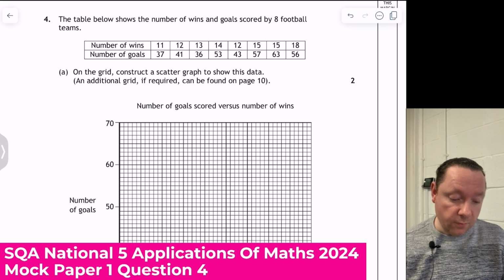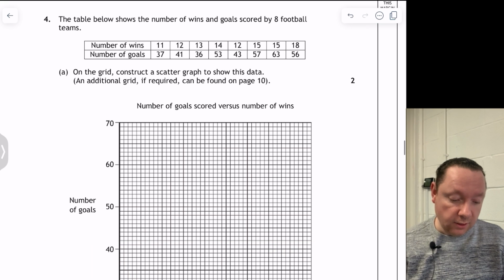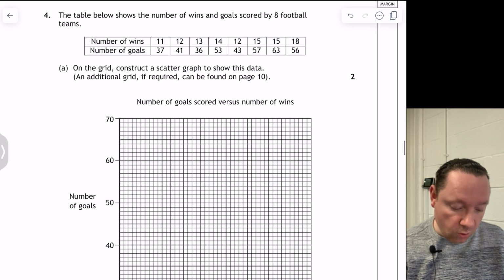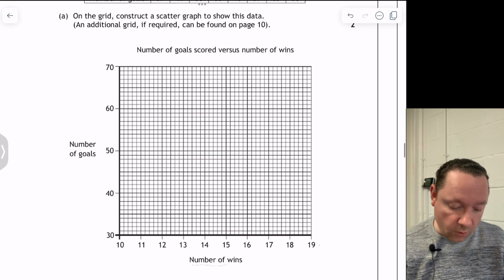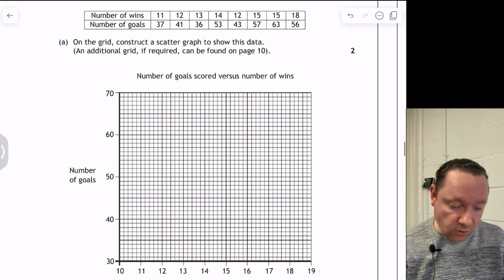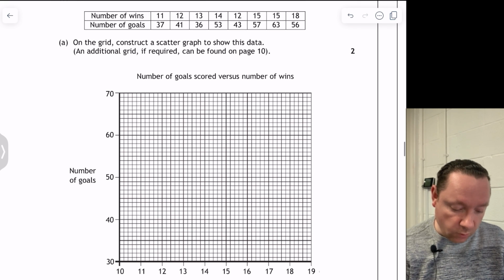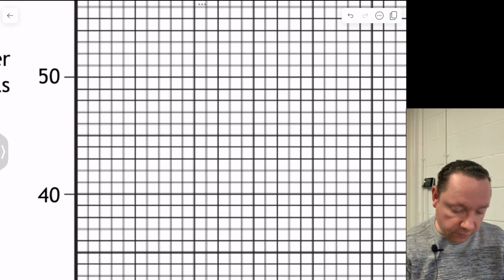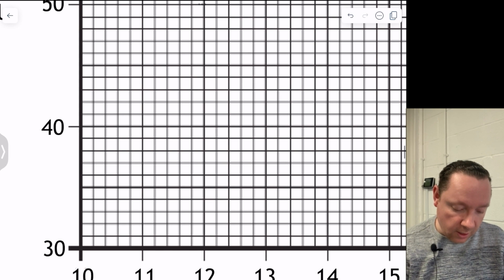The table below shows the number of wins and goals scored by 8 football teams. And it says on the grid, construct a scatter graph to show this data, and an additional one is required at the end. So we've got wins on the bottom and goals up beside. So just being very careful to mark it on. The first one's 11, 37, so check your divisions first to make sure it is going up in ones. On the side, 1, 2, 3, 4, 5, 6, 7, 8, 9, 10, good.